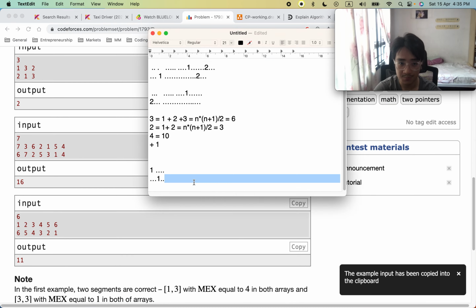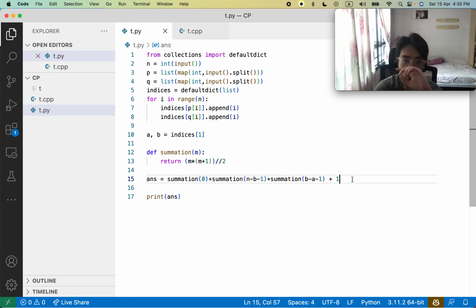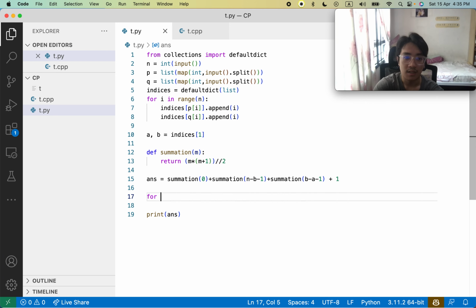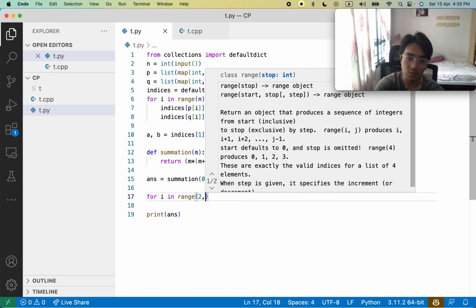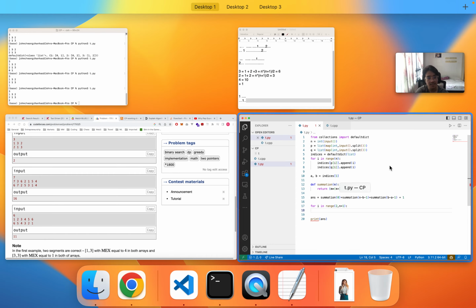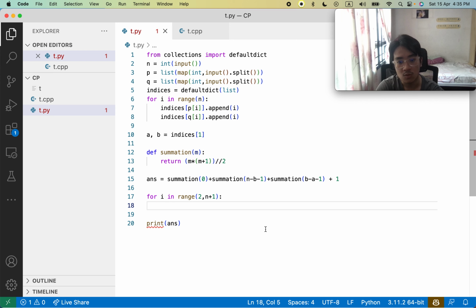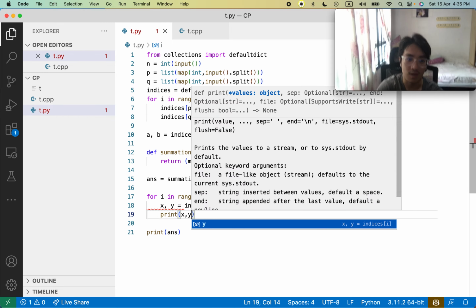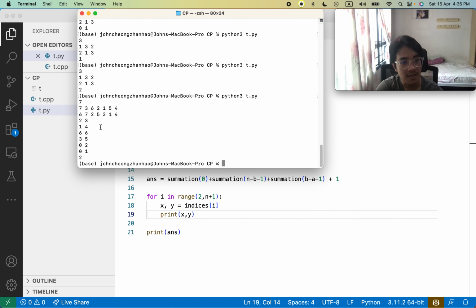So we're at 14 minutes now. Okay, we have a and b now, so let's look through it. So we're gonna do from 2 to n plus 1 because those are the values, 2 to 7 in this case. And so, first of all, we need to take out x and y, which will be indices i, right? So print x and y. So let's just do that first. And okay, 2, 3, 1, 4, okay, it's all correct.